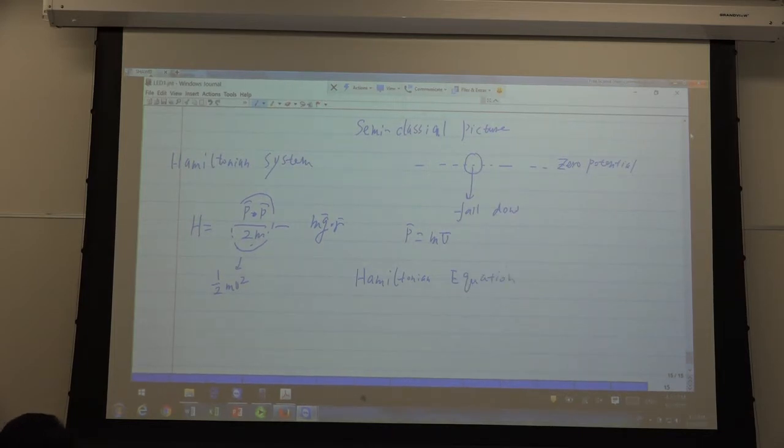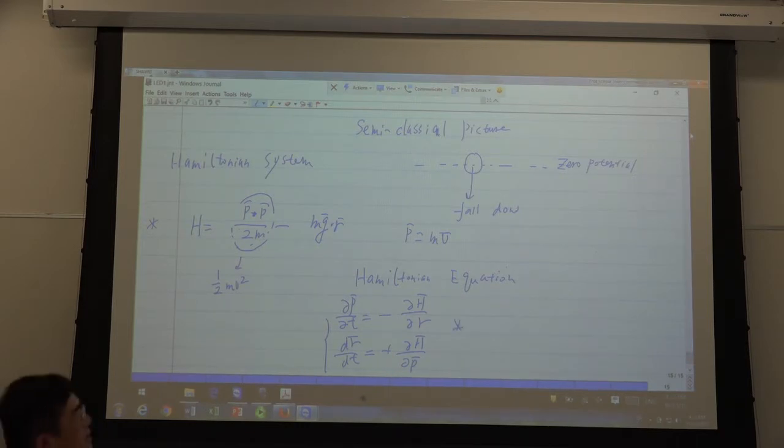If I can write the Hamiltonian of this system, I know the equation of motion. First, we see this equation is very symmetric: dp over dt equals minus partial h over partial r, and dr over dt equals positive partial h over partial p. This is called the Hamiltonian equation.